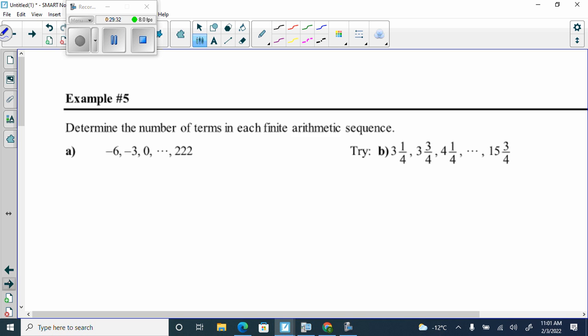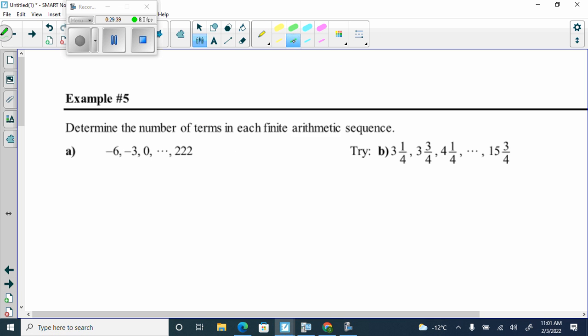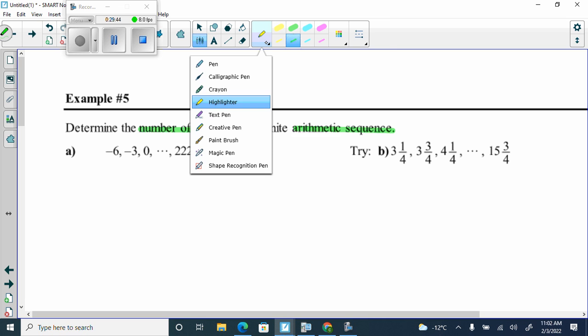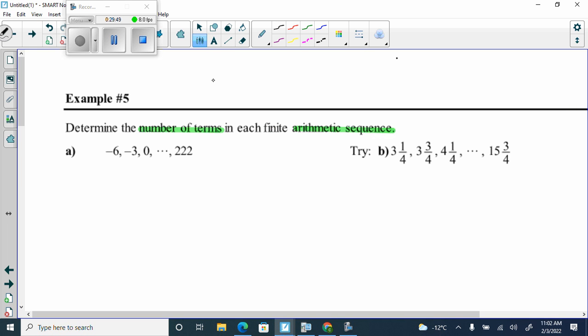So, this one says, determine the number of terms in the arithmetic sequence. Important pieces of information: determine the number of terms. What variable am I asking you to find? There was T1, there was D, there was N, there was Tn. Which one represented the number of terms? Starts with the same letter as the number of terms. N. So when they ask for the number of terms, they're asking you to find N.